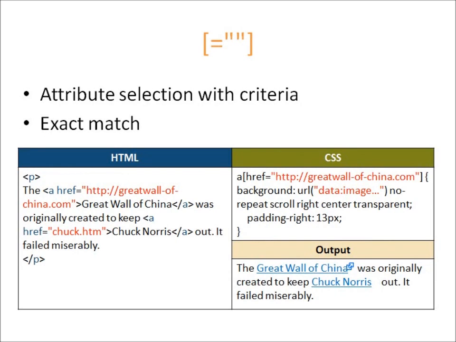So if you know for sure 100% that the value of the attribute href will never change, then this is the way to go. But just capitalizing the G in great is going to break it. Putting a slash at the end is going to break it.